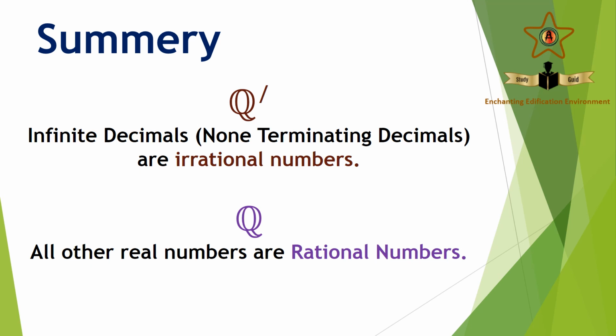The summary. The irrational numbers are infinite decimals or non-terminating decimals. All other real numbers are rational numbers. This is the easiest way to memorize rational and irrational numbers.